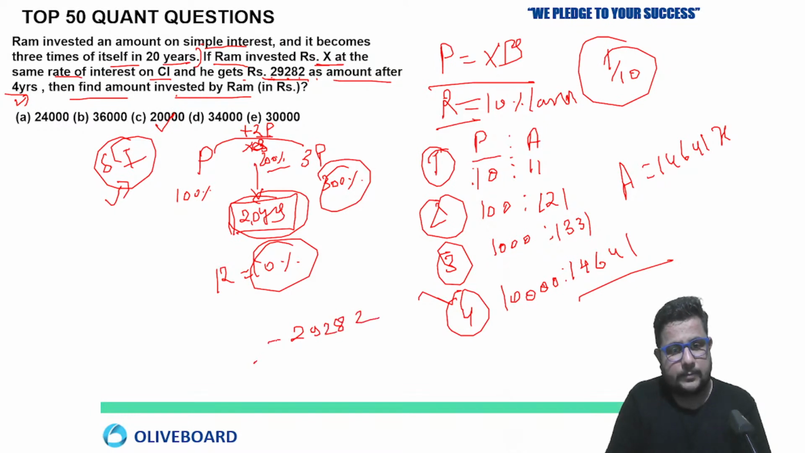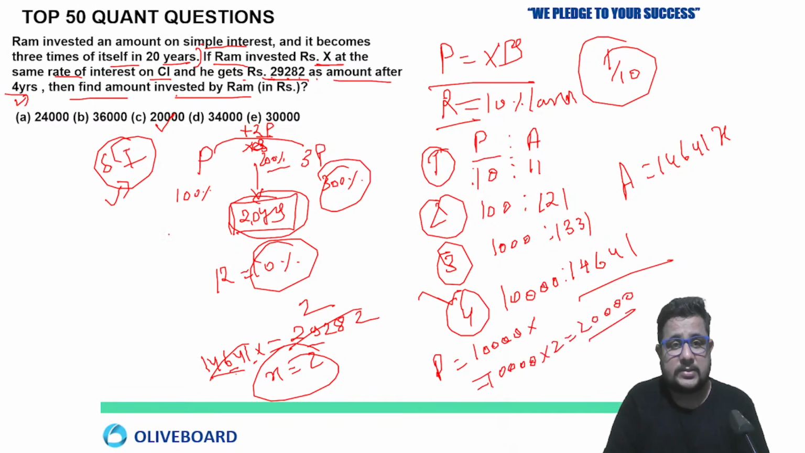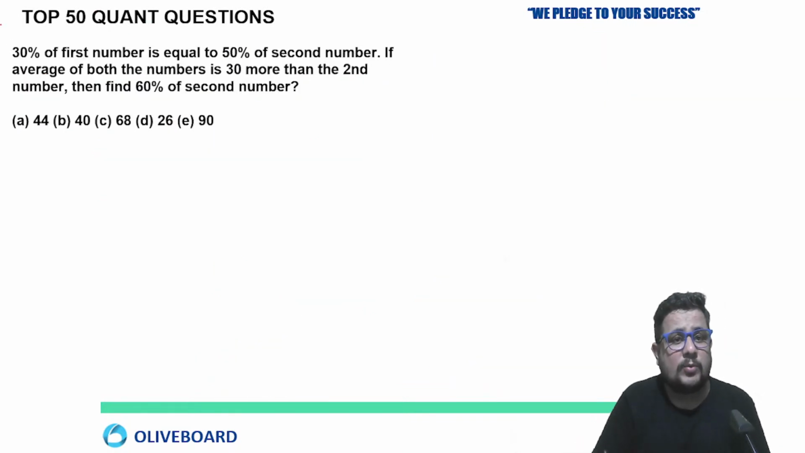Right? Yes. Which is 14641x. So by this, you can see 14,000, 29,000. Okay, so just multiply 2, yeah, 14641. 2 times cancelled. So x is equal to 2 here. So if x is 2, then our principal is going to be what? 10,000x. So 10,000 multiplied by 2, 20,000. Clear? Very good. Excellent. Now let's move on to the next one.